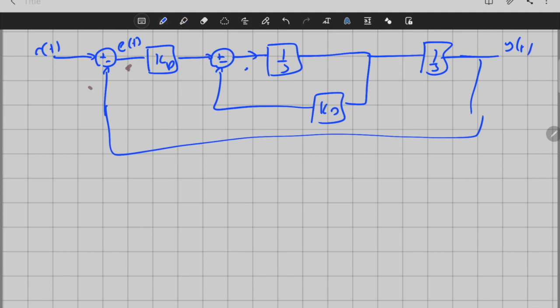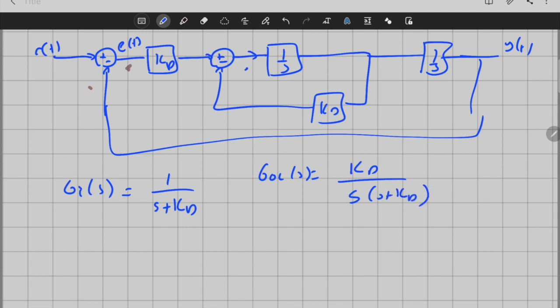So what is the inner loop? We already defined it in the previous lecture. It is equal to 1 over S plus KD. Okay, that's great. So GOLS is equal to KP divided by S plus KD. So what is the type of the system? Type of the system is determined by the free integrators, or number of poles at the origin. This is a type 1 system.